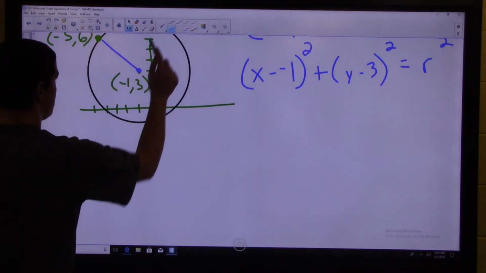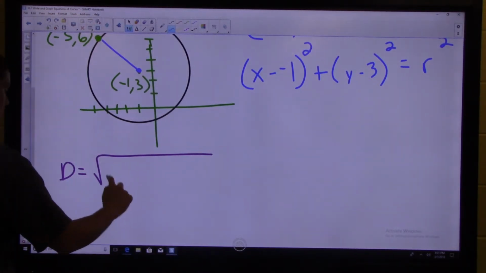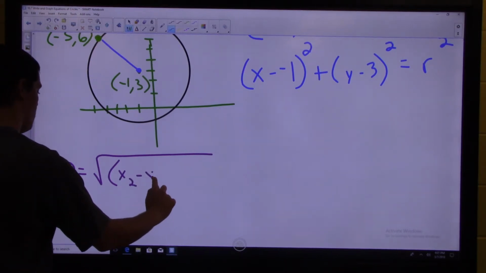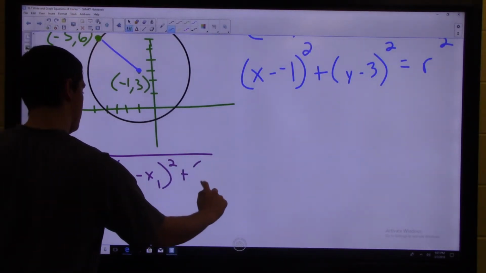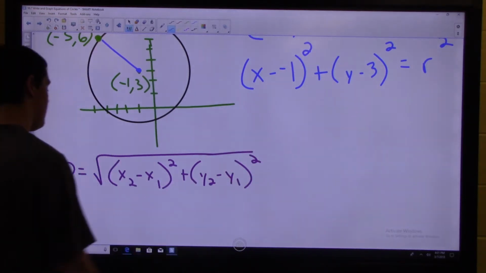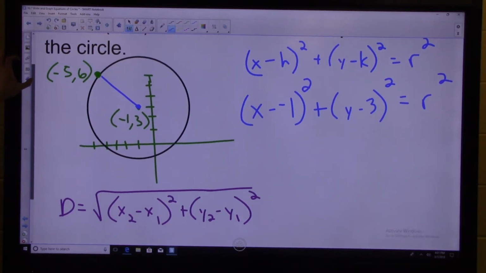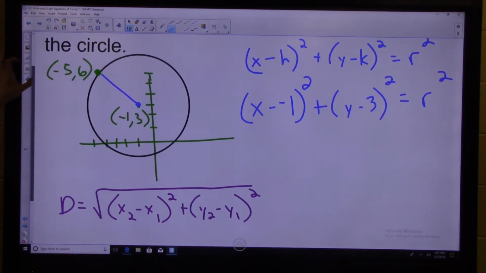I'm going to write down the distance formula real quick. Distance is equal to the square root of x2 minus x1 squared plus y2 minus y1 squared. And then let's go from there. I'm not going to take too long doing this, guys. Hopefully you guys can figure this out. We've done distance formula many times.